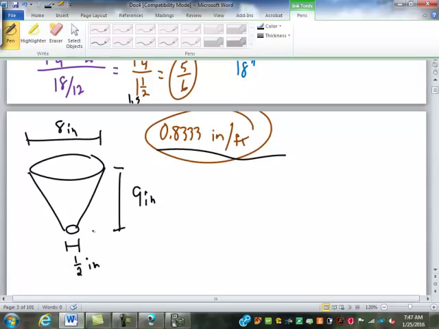Let's take a funnel, or the cone of a funnel, or the frustum of a funnel, I should say. It doesn't come to a point, so the frustum of a funnel. It goes from 8 inches, tapers down to a 1/2 inch in a 9-inch run. Find the taper of that. Do that in your notes for me.